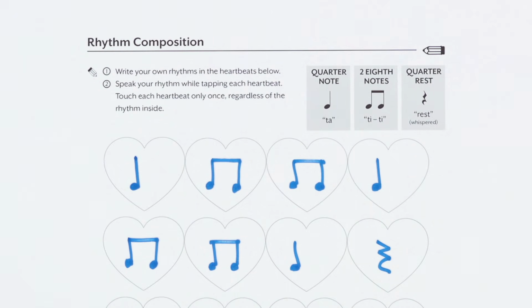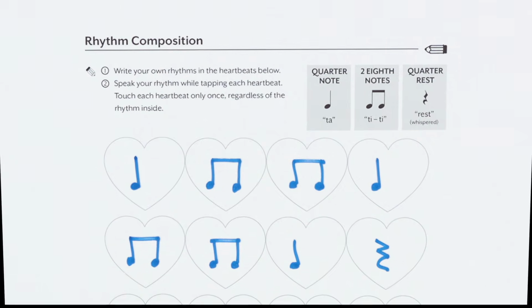First, let's practice speaking it. I'll speak it once, and then you take a turn by yourself. The first time, just listen. Ta, ti, ti, ti, ti, ta. Ti, ti, ti, ti, ta, rest. Now your turn. Point with me and you say it by yourself. Ready? Go. Great job.